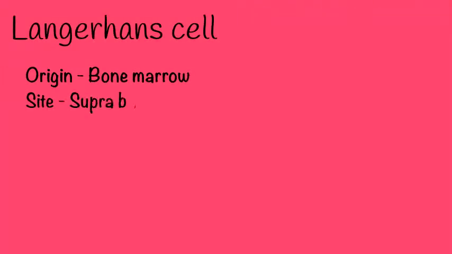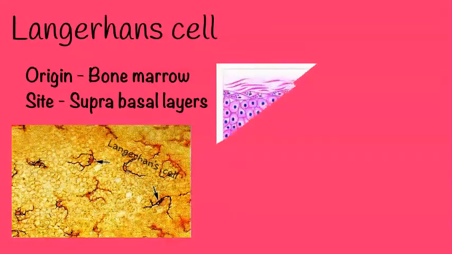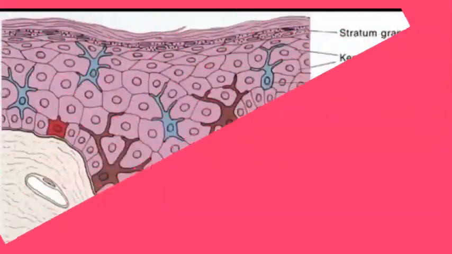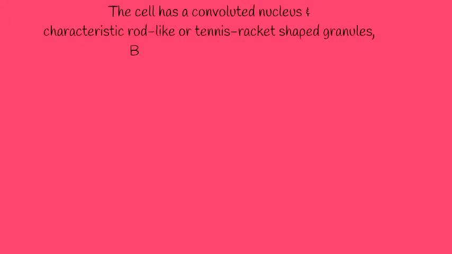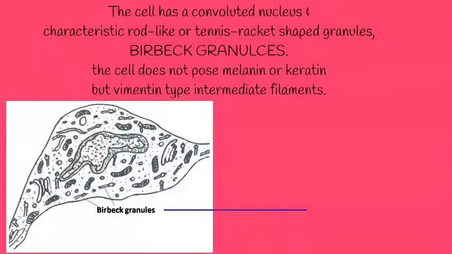Another non-keratinocyte is the Langerhans cell. Langerhans cell is a clear dendritic cell derived from the bone marrow. These cells are found in stratum spinosum and stratum granulosum. The typical structure of Langerhans cells shows the presence of a convoluted nucleus and rod-like or tennis racket-shaped structures called Birbeck granules.